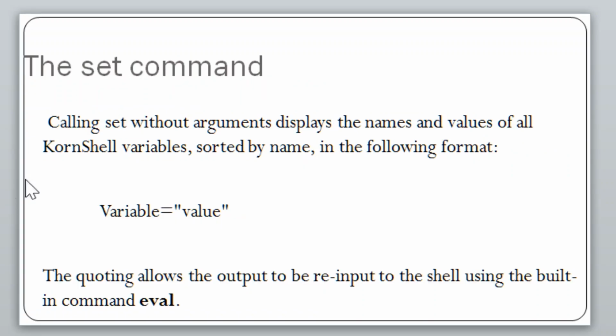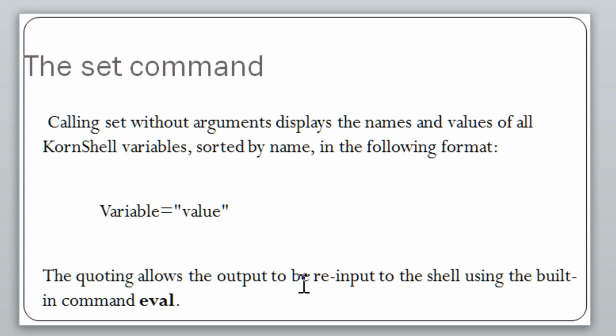Now let's talk a little bit about the set command. So calling set without arguments displays the names and values of all korn shell variables sorted by name in the following format. So you'll see the variable and it equals, and it'll be encapsulated in quotation marks. So the quoting allows the output to be re-input to the shell using the built-in command eval.